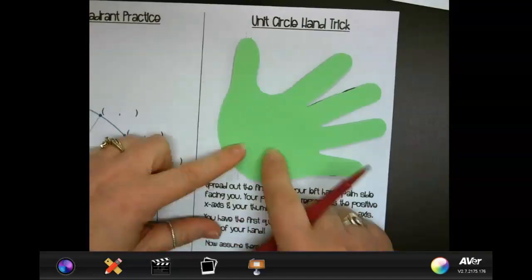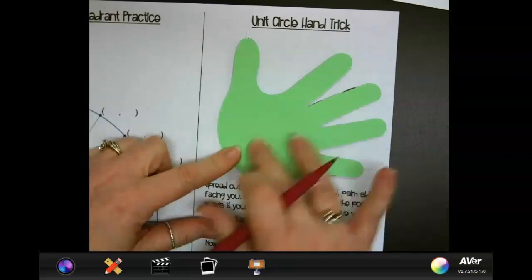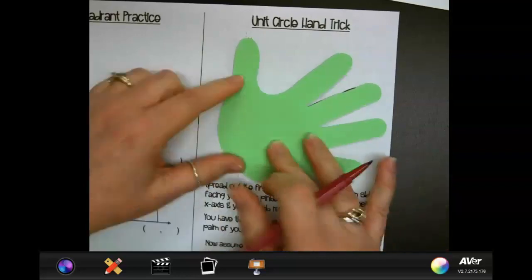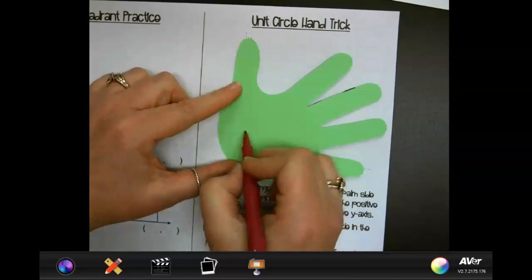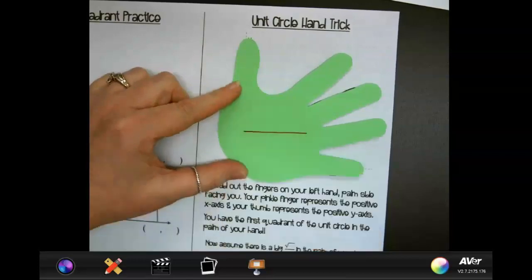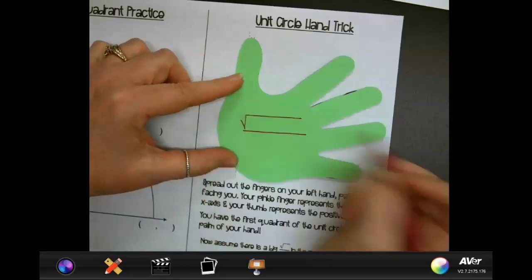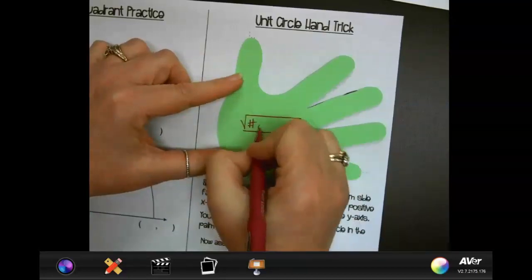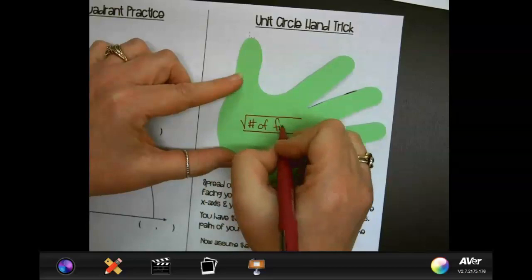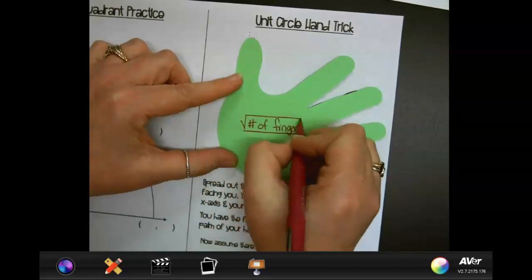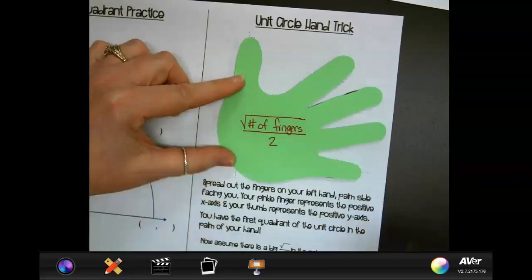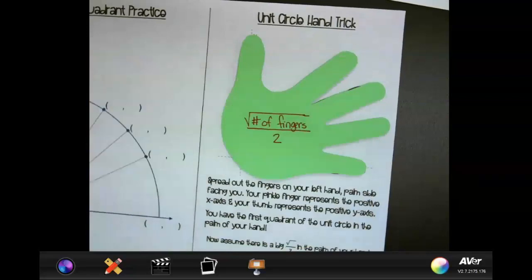We glued down on top of some words, so we're going to have to fix these words here. And these words, it was a big old fraction bar, then a big old square root sign. It says number of fingers over 2. That's what it said: number of fingers over 2.